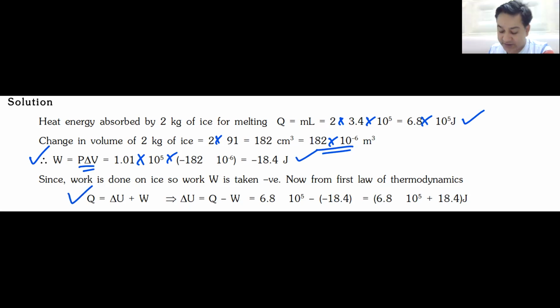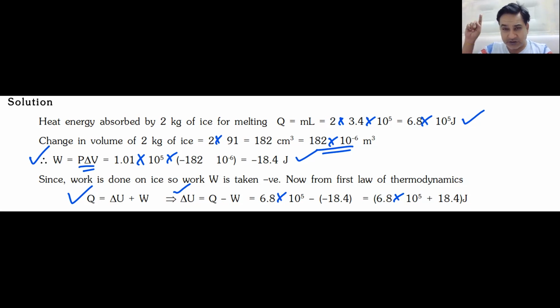That's it. So delta Q is delta U plus delta W. So delta U will be Q minus W. And this is how it is done. Yes or no? Yes, sir. It is as simple as that. This is a good example of a process done at constant pressure where it is not specified that this process was done at constant pressure. Do we understand this? Yes, sir.